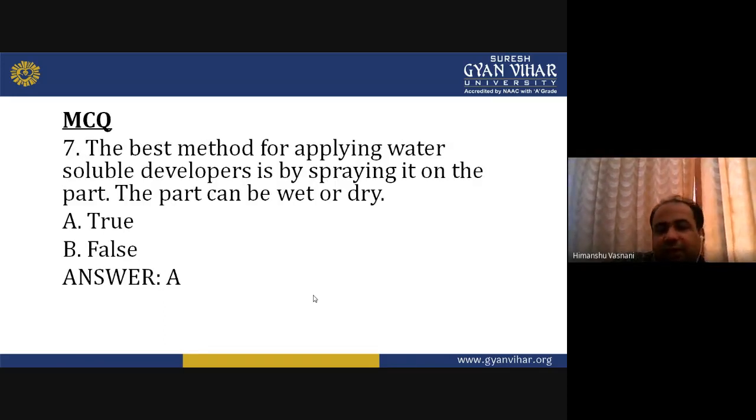The best method for applying water soluble developers is by spraying it on the part. The part can be wet with water. See, either immersing is possible or spraying is possible. Spraying is much better because the part is big or small. Spraying will help better. It is easier to do. Okay, so here the best way is applying through the spraying method. Okay, that's true.